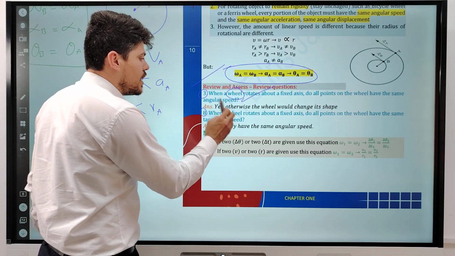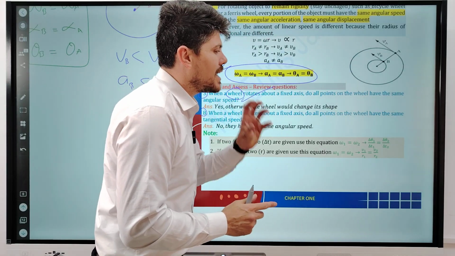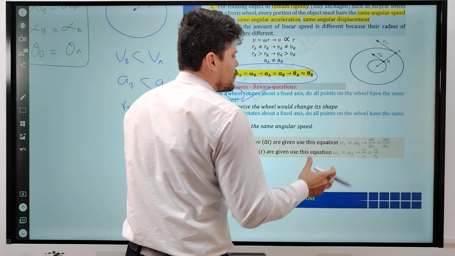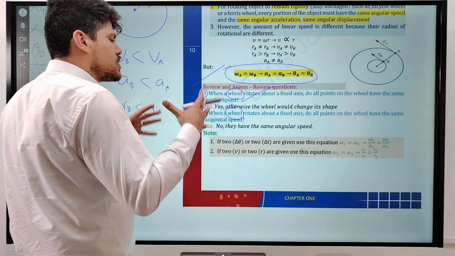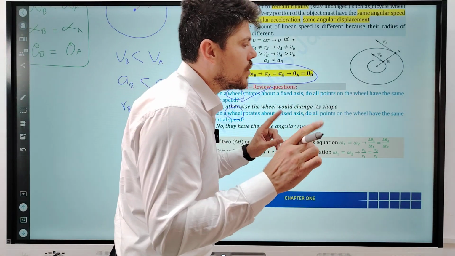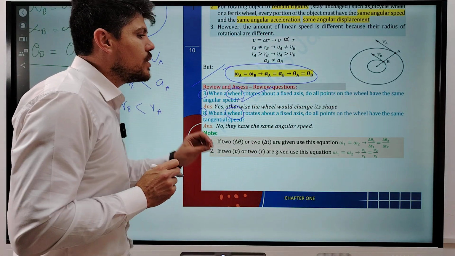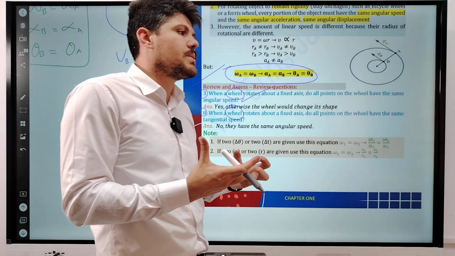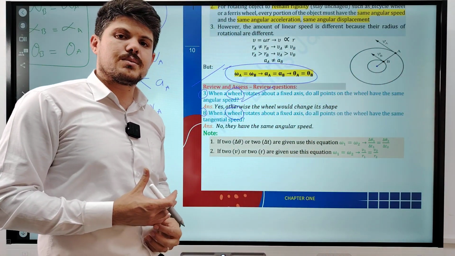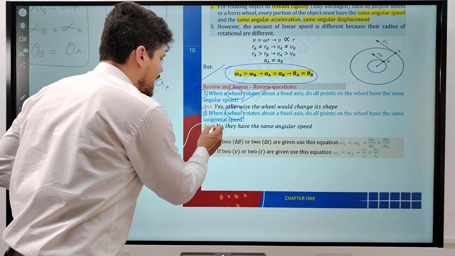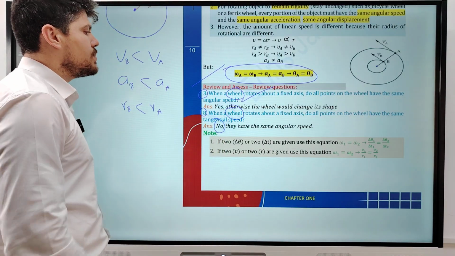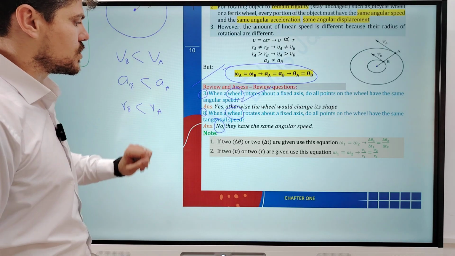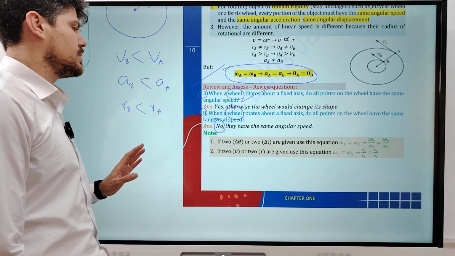Question 8 says, when a wheel rotates about a fixed axis. Wheel. What is a wheel? Rigid body. Do all points on the wheel have the same tangential speed? Absolutely no. Why? Because the points near the axis of rotation have less tangential speed than the points farther from the axis of rotation. Okay, the answer is no. They have the same angular speed, not tangential speed.